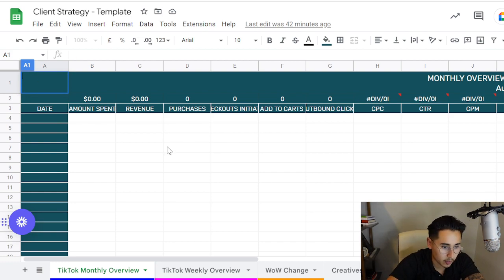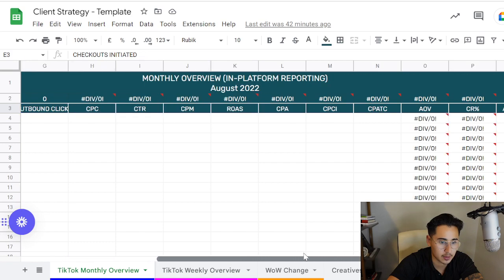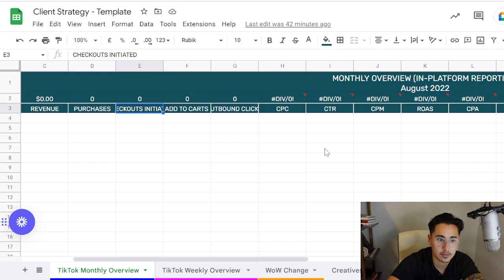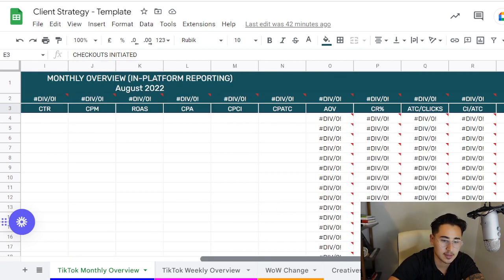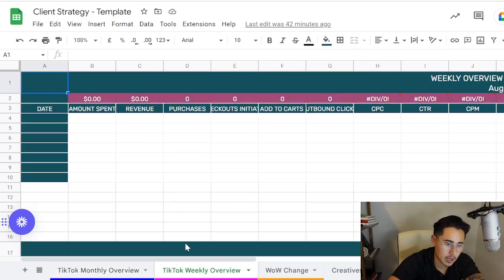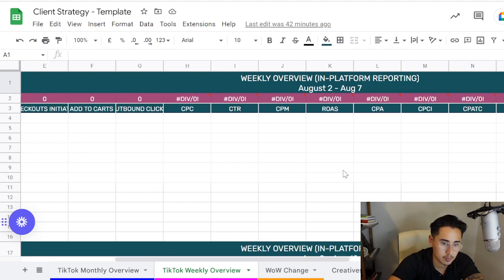So if I look at reporting, we have a TikTok monthly overview. This is going to calculate the amount spent, revenue, purchases, checkouts initiated, add to carts, cost per click, ROAS, whatever. This is all what we have set up in our own media buying accounts, in which I train all my media buyers to set up their metrics like this, where they can analyze the funnel process by funnel process. Here we have the TikTok weekly overview of everything on a 7-day cycle.